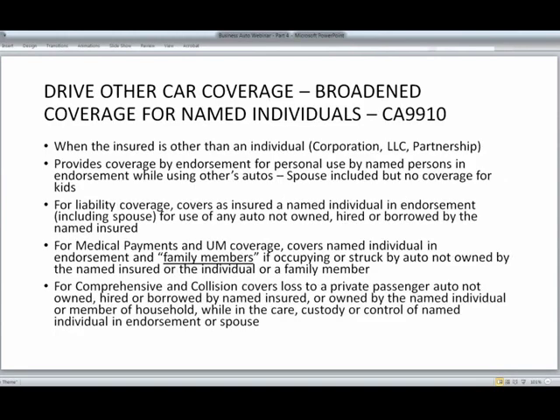For corporations, LLCs, people who we do not name, this is the Broad Form DOC, Drive Other Car coverage, Broad Form CA 9912. When the insured is other than an individual, such as a corporation, LLC, or partnership, it provides coverage by endorsement for personal use by the named insured in that endorsement while using others' autos. Spouses are included, but children are not. You must list children. You have liability coverage, you have MedPay, and you have the hired car physical damage. But again, it does not cover family members. You need to list those coverages.